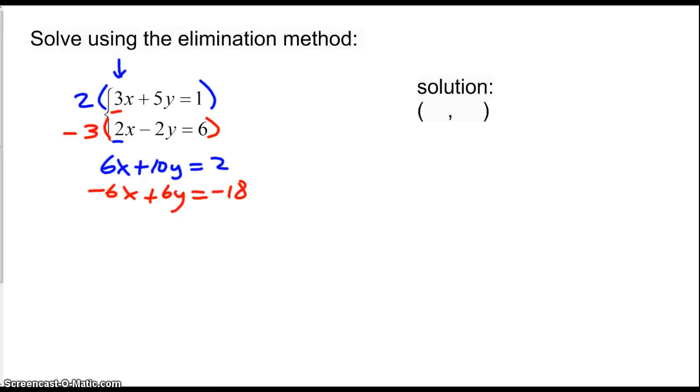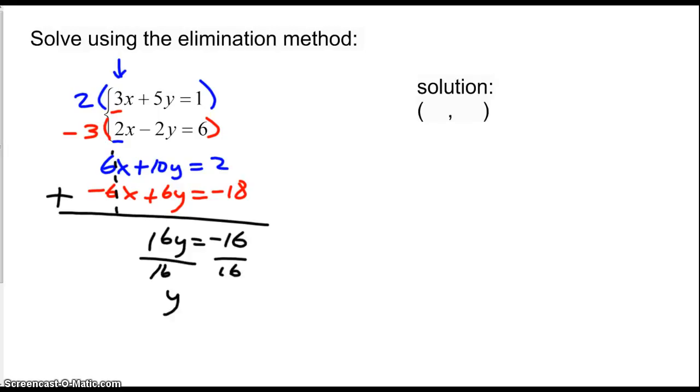And so because I've arranged this, when I add the equations now, the x's will be eliminated. And I have 16y equals negative 16 when I add. And so then I can continue to solve here for y and get that y is negative 1, which is the y portion of my solution. Then I have to back substitute in order to get the x.